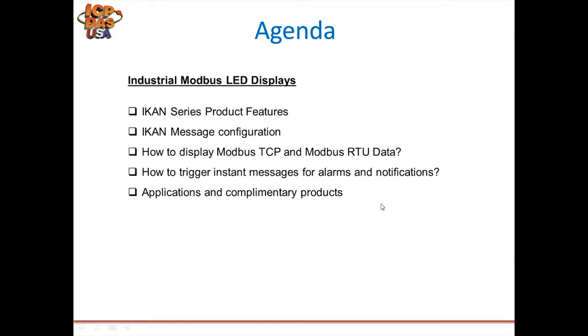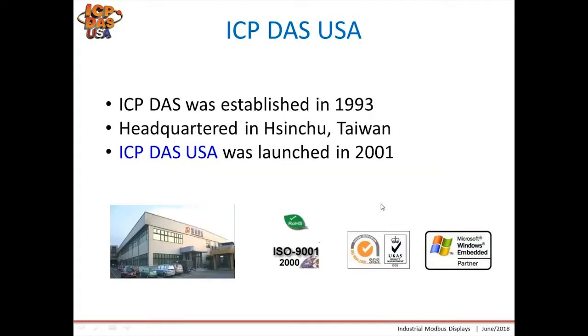ICP-DOS was established in 1993. Our headquarters is in Hsinchu, Taiwan, and ICP-DOS USA was launched in 2001 to support the North and South American markets. We are a Microsoft embedded partner, and our company is ISO 9001 certified, and all of our products are RoHS compliant.